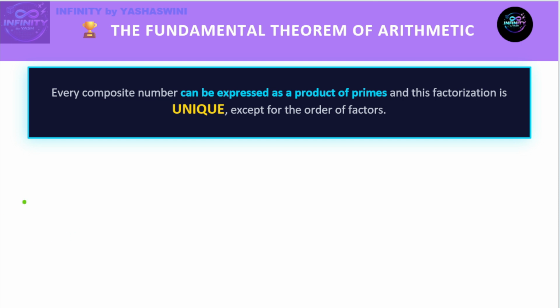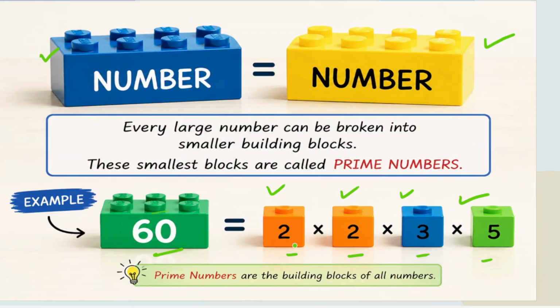Fundamental theorem of arithmetic. As we know, every composite number can be expressed as a product of prime numbers and their factorization is unique except for the order of factors. Here, see, 60 is a composite number. We expressed 60 as a product of prime numbers. These 2, 3, 5 are prime numbers. Like that, every composite number can be expressed as a product of prime numbers. Order may be changed. That is, you can write 3 first or 2 next, but usually we always write in ascending order of prime numbers, and each composite number has a unique prime factorization.